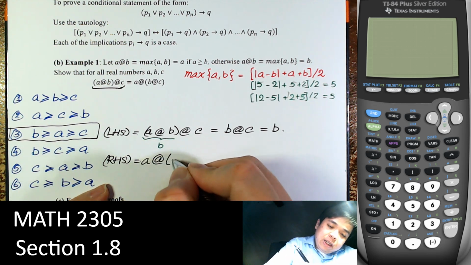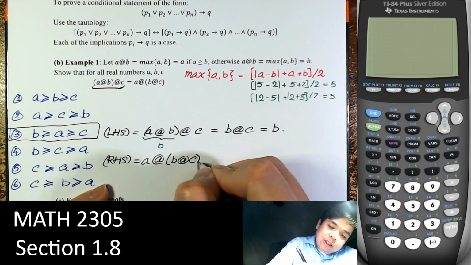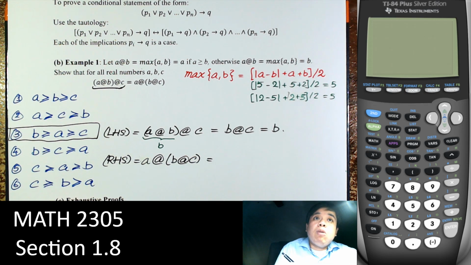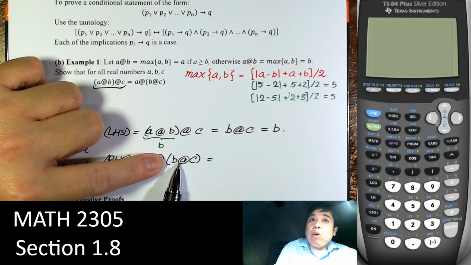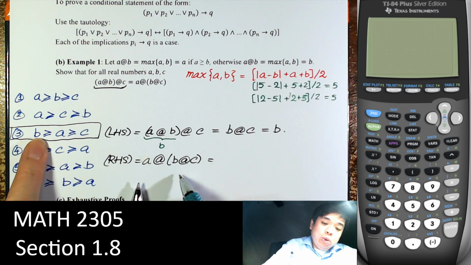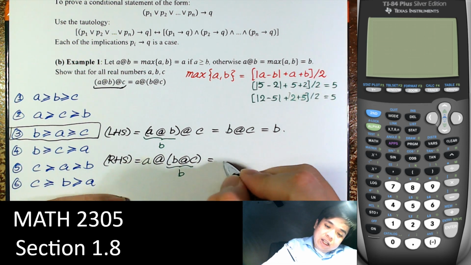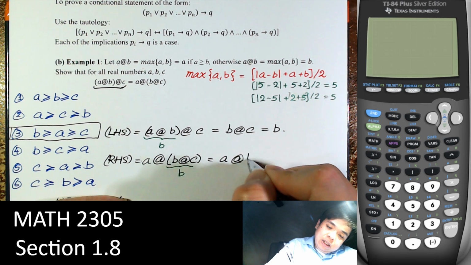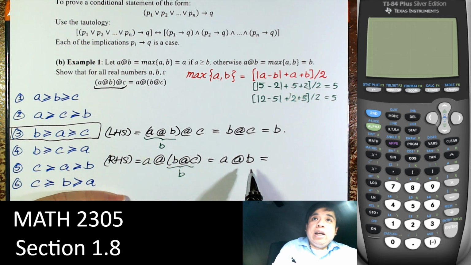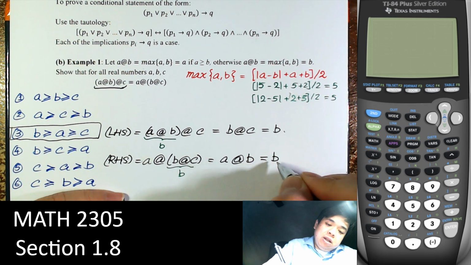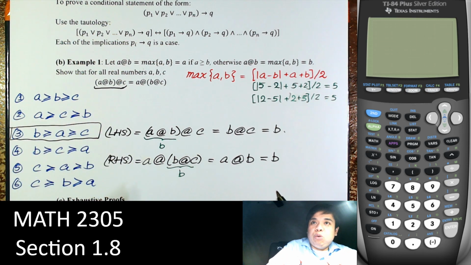The right hand side is A max B max C. Now, do the inside of the parentheses first. Once again, we assume B is bigger than C, so this gives us B. And that gives us A max B. Now B is bigger than A, so that ends up being B. So the left hand side is equal to the right hand side.